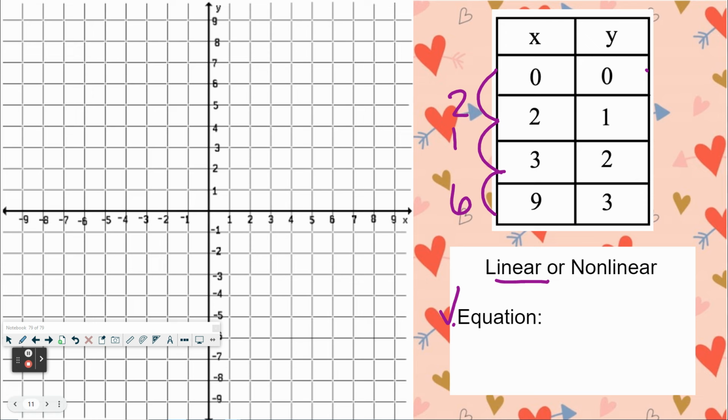Don't get ahead of yourselves. 0 to 1, that's 1 space. 1 to 2, that's 1 space. 2 to 3, that's 1 space. We're going to find the slope for each of these points. From point to point, we're going to find the slope. For it to be linear, we should have the same slope. For nonlinear, we will have different slopes.